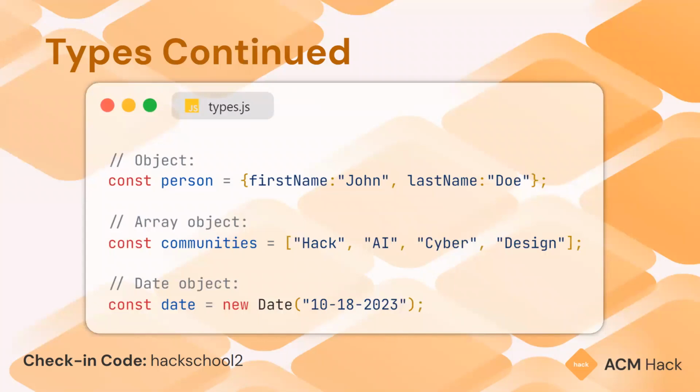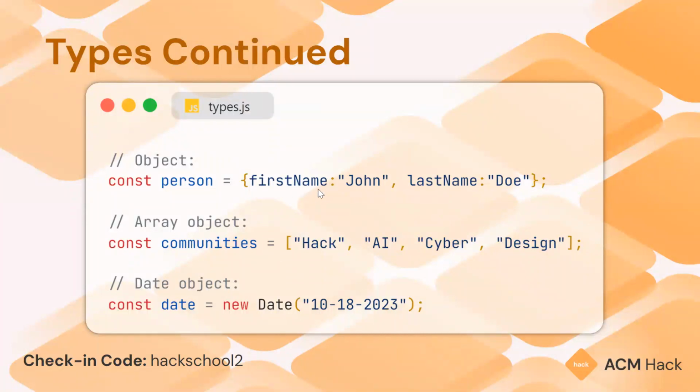Okay, so types continued. This is an object type, like I mentioned before. This is how you define it. You have a const person because you're not going to be updating it. Then you have the key firstName, which is set to John, and lastName set to Doe. The syntax for objects is curly braces, and inside you can enclose as many different key-value pairs as you want. You could even add an address and then the value of the address.